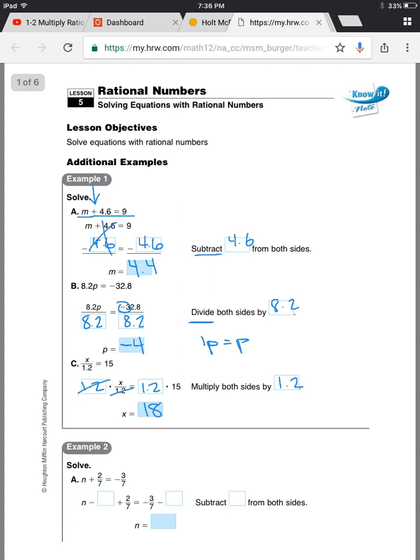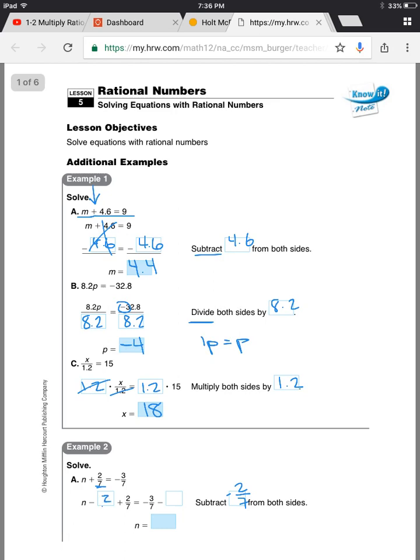Deal. So the next example we have, n plus 2/7 equals negative 3/7. Now, they show you a little bit different. The constant in this case is 2/7, right? Because it's a fraction, they show you a little bit different than they did above. So we are going to, because it was adding, subtract 2/7 from both sides. And when we do that, they like to line it up in one line.